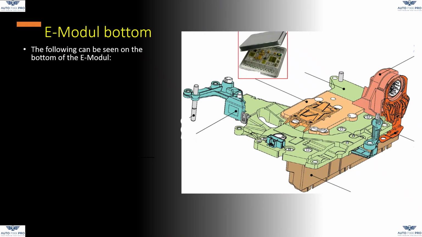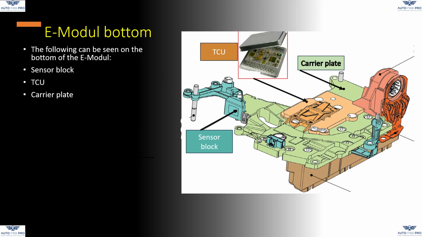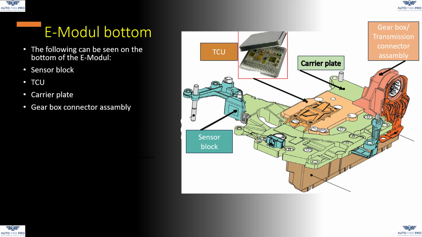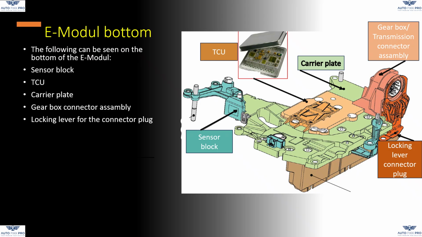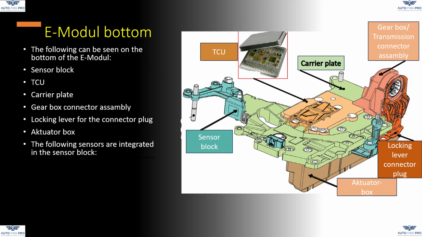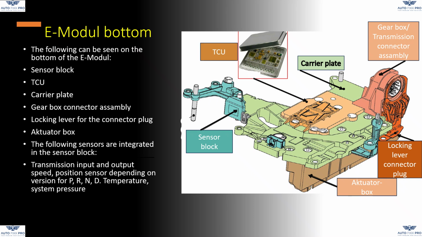The following components can be seen on the underside of the E-module: sensor block, TCU carrier plate, gearbox connector assembly, locking lever for the connector plug, actuator box. The following sensors are integrated in the sensor block: gearbox input and output speed, position sensor, depending on the version for the various gear stages, temperature, system pressure.